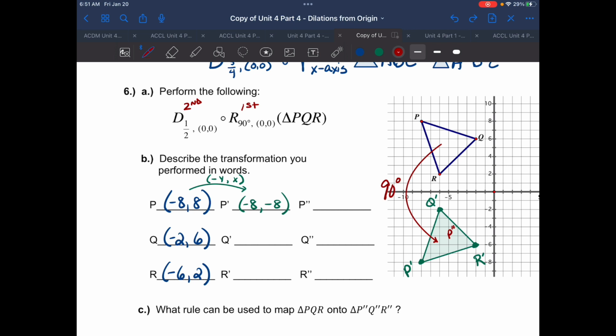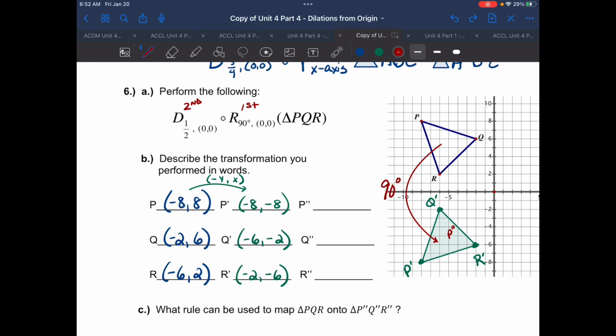All right, there we go. We're going to end up at (-8, -8). And there's your Q and R as well, so you can check those. And then what's that going to do? It's going to rotate our triangle 90 degrees. And since it's positive, which way is that? Right, that's going to be counterclockwise.